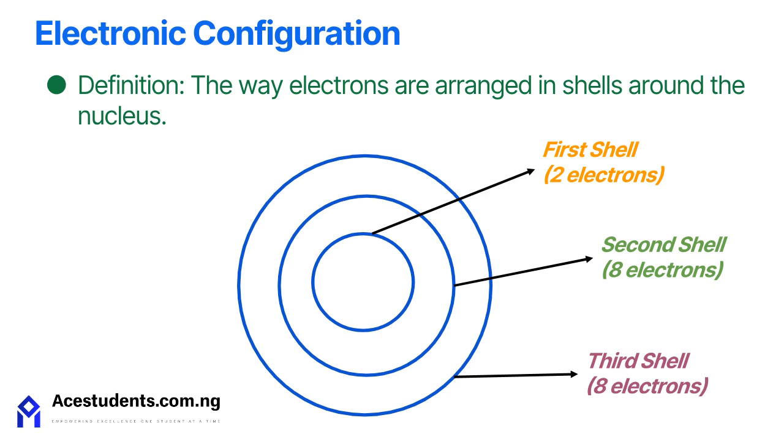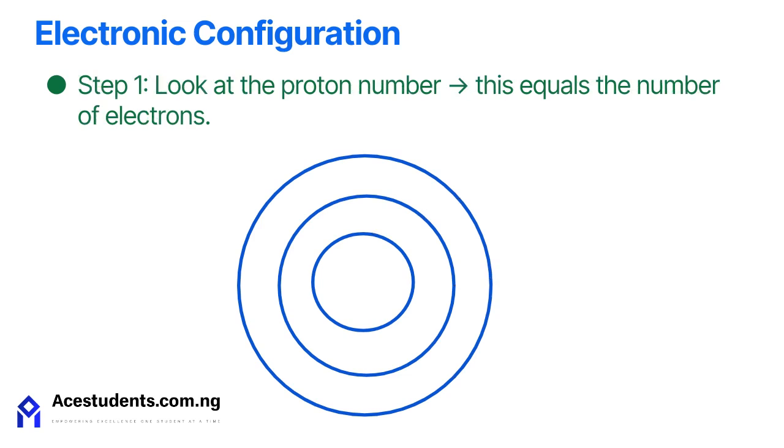Now let's take a look at an example with step-by-step explanation. To write the electronic configuration of the atom of an element, the first step is to count the electrons. The number of protons, also called the atomic number, is equal to the number of electrons in a neutral atom. For example, sodium has proton number 11, which means it has 11 electrons. Please note to never use the mass number here, only the proton number gives the electrons.